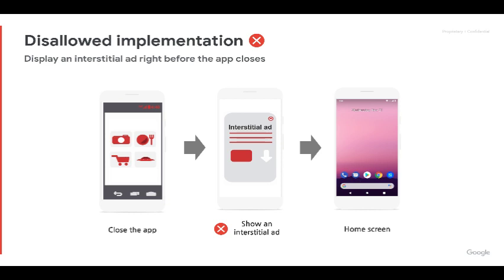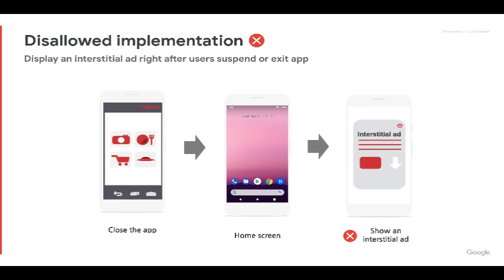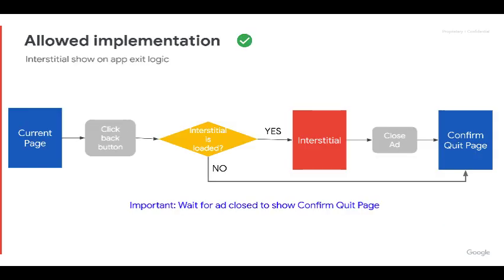When it comes to showing an interstitial ad right before the app closes, this is a big no-no. A user closes the app, then you show an interstitial ad, and finally it goes to the home screen. The other way to do it wrongly is you close the app, the user is back to their home screen, and then you show an interstitial ad afterwards. Always remember this app exit logic.